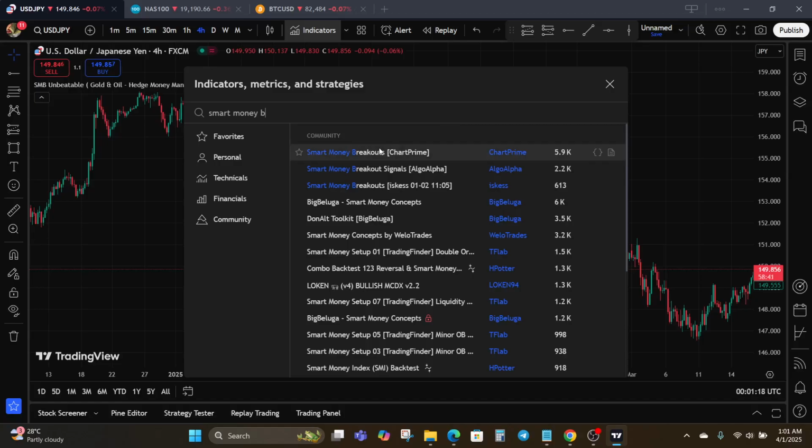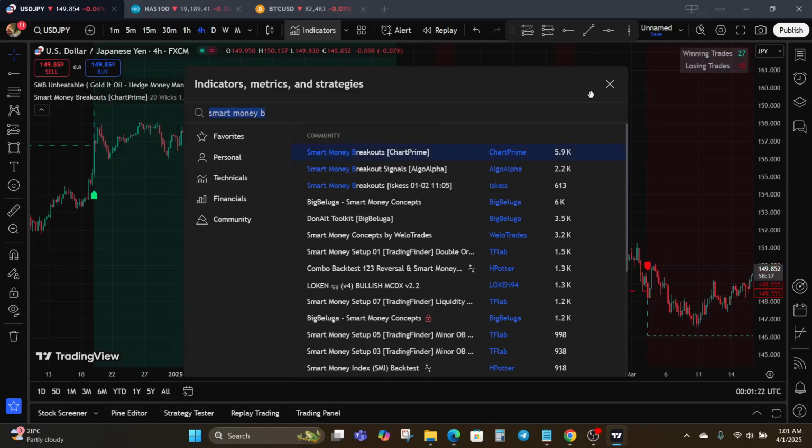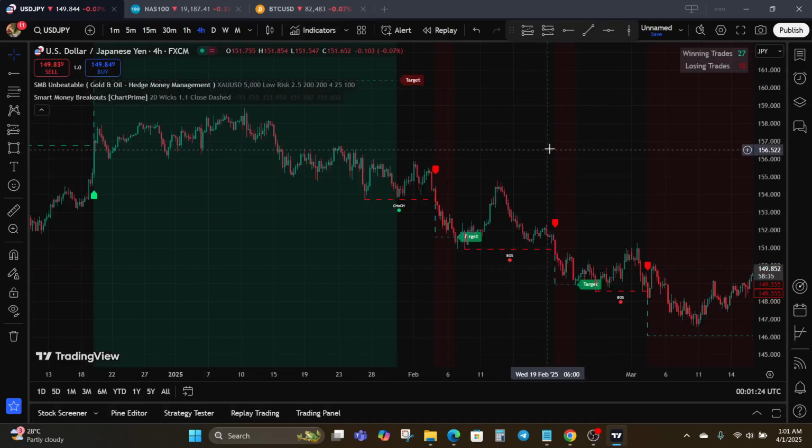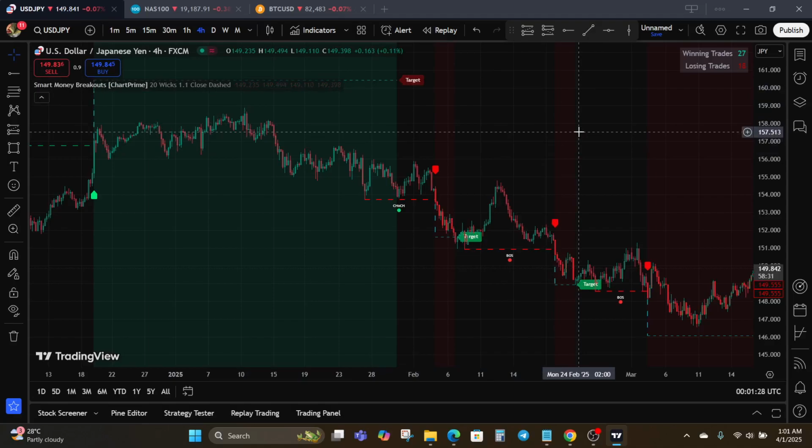Okay, the smart money breakouts indicator. Here we go. Okay, now this is one of the best ways to track market structure shifts and trade in sync with the big players.